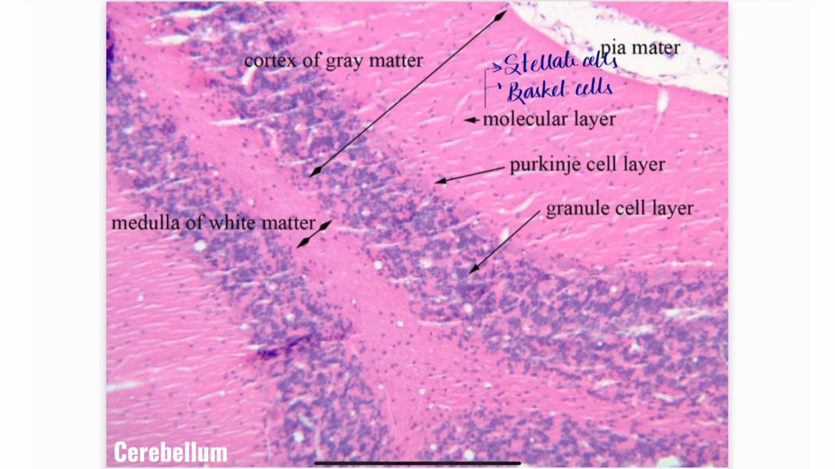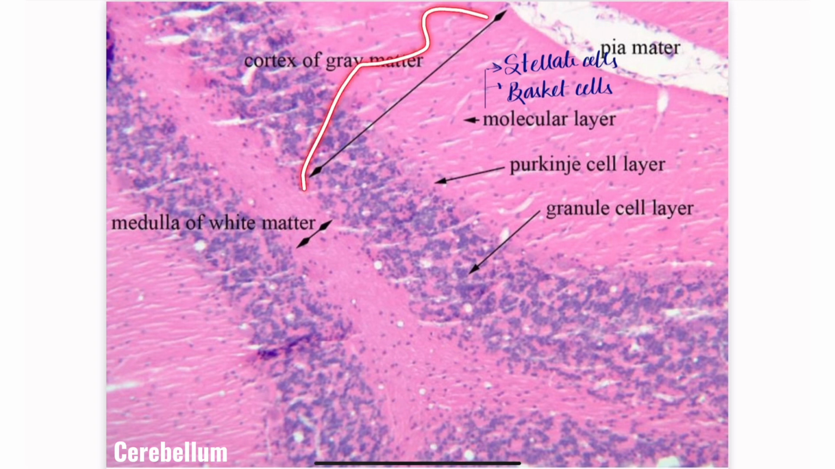This is the histological slide of human cerebellum. Like the cerebrum, the cerebellum is also covered from outside by a layer of meninges called pia mater. Inside, like the cerebrum, it is also divided into cerebellar cortex, which is made up of gray matter, and cerebellar medulla, which is made up of white matter.